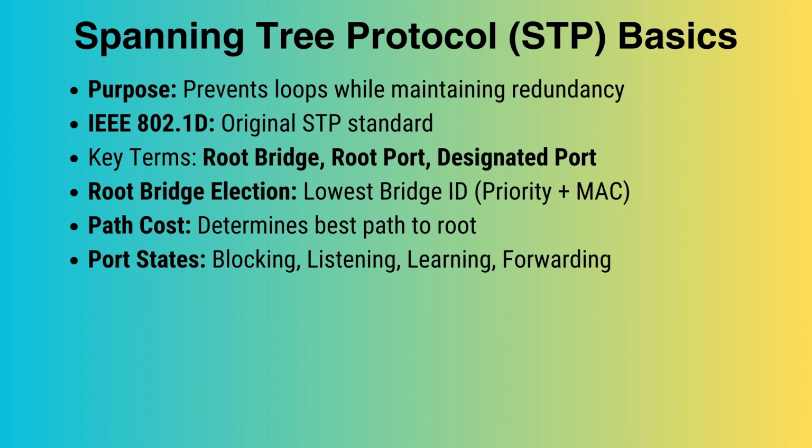It selects a root bridge, which is the switch with the lowest bridge ID, a combination of priority and MAC address. All other switches then determine the shortest path to the root bridge using path cost.